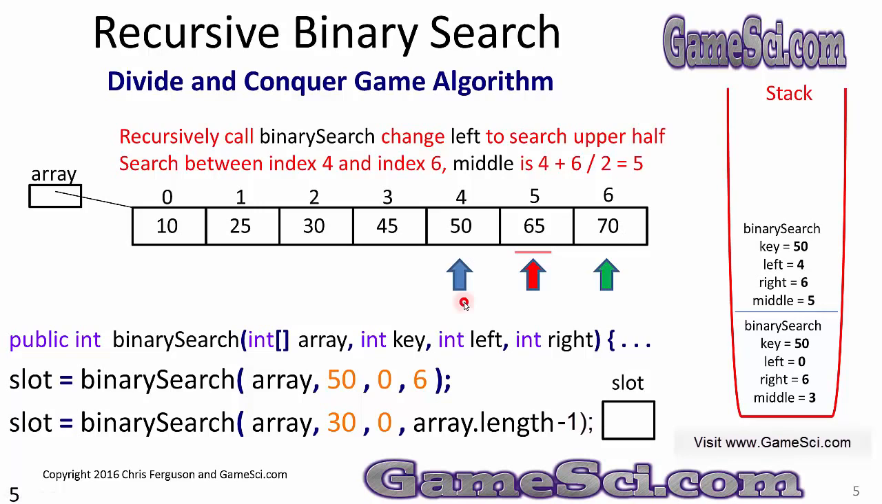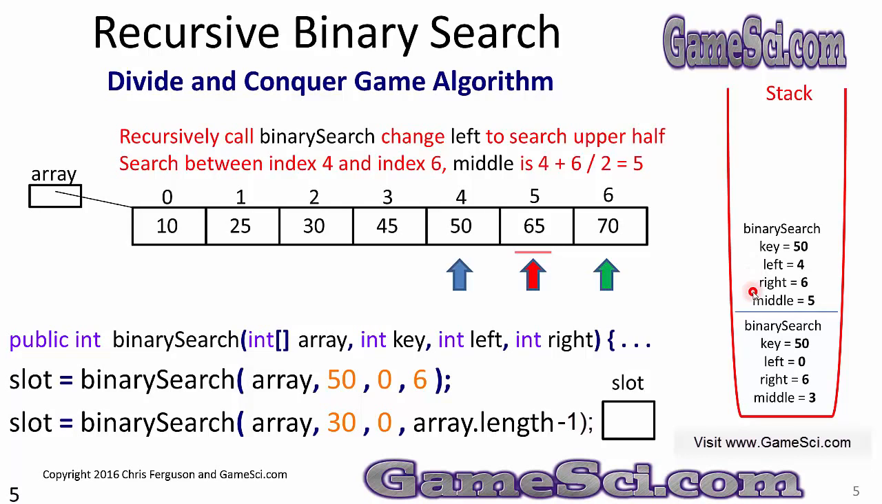See this blue arrow here? That was over here, but our comparison said we had to be to the right, so all I did is move that blue arrow from here to there. So you can see on this call to binary search, the key is still 50. That hasn't changed. But the left bound, the lower bound, has moved up to 4 because what we're looking for is greater than 45.